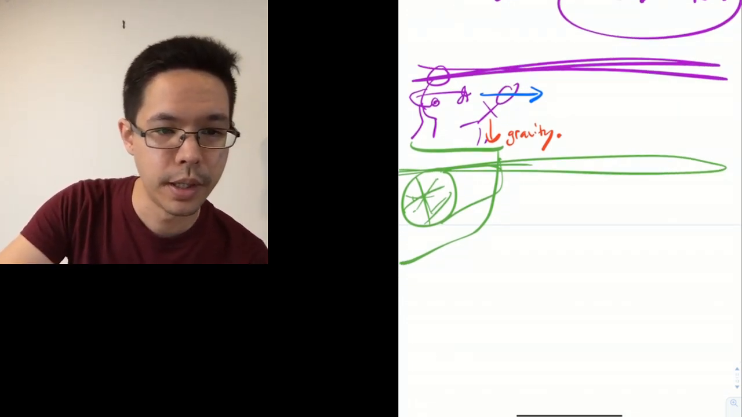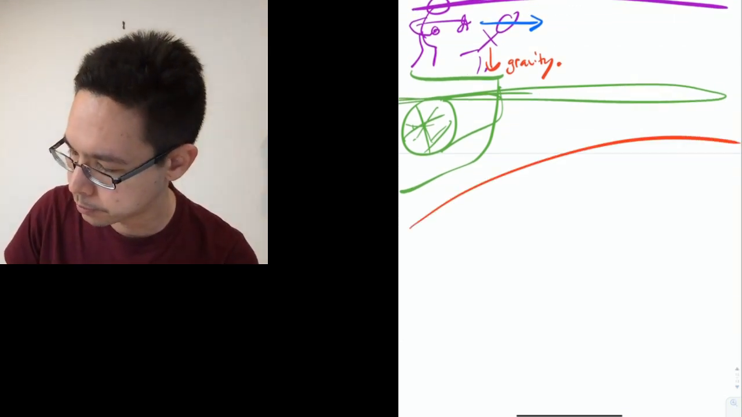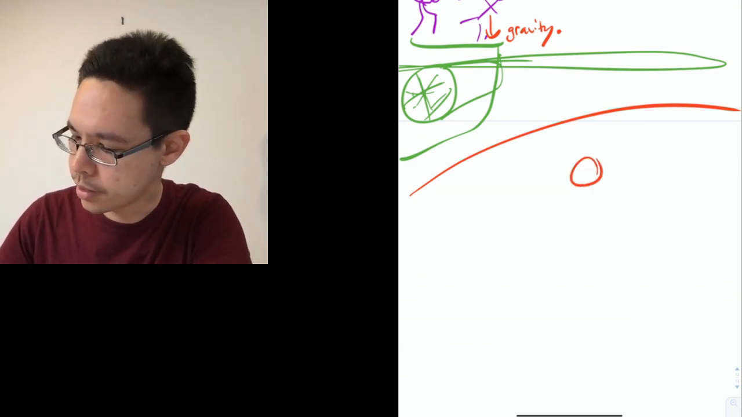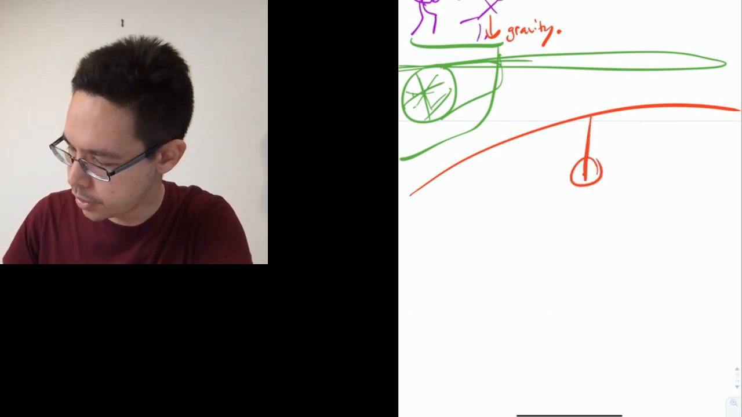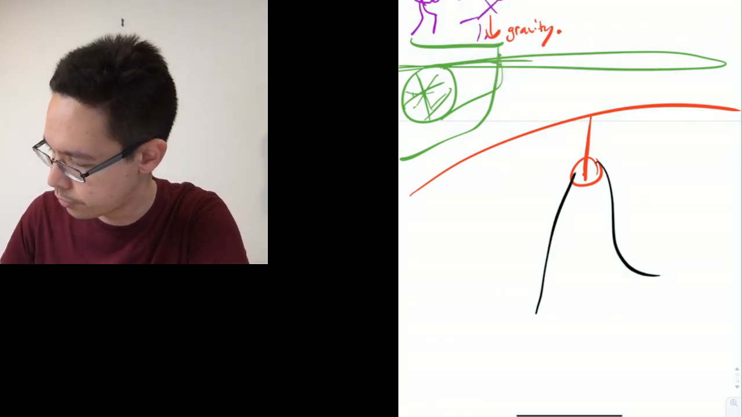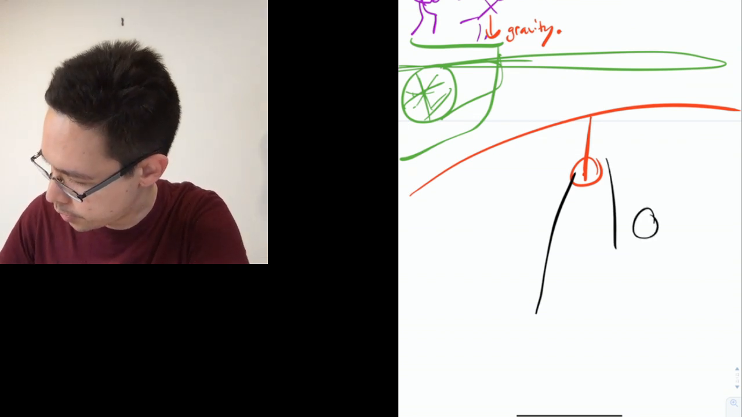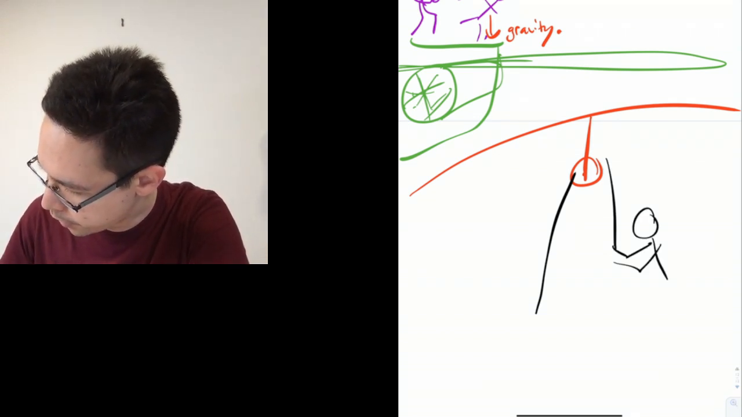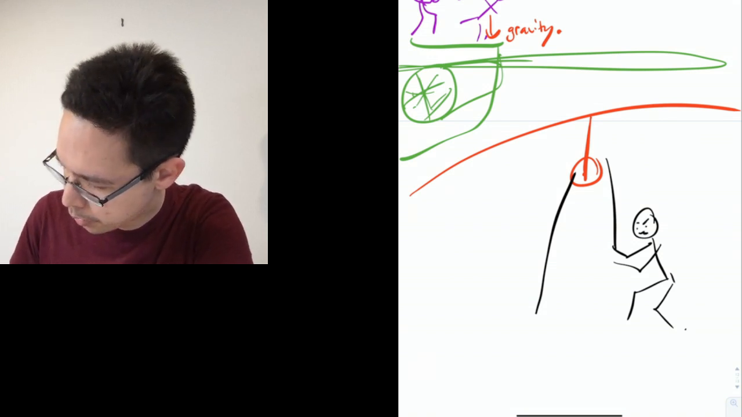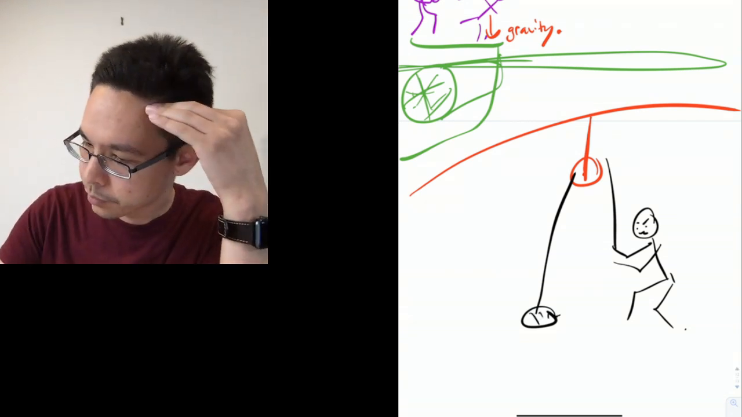Ryan asks, go over how pulleys work, please. Pulleys is not my specialty, but a pulley makes things easier. So here's a pulley that I've attached to the ceiling, and here is a rope that I have slung over the pulley. And this is me trying really hard to lift up, I don't know, a loaf of bread.